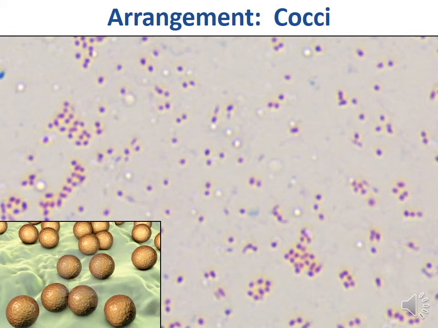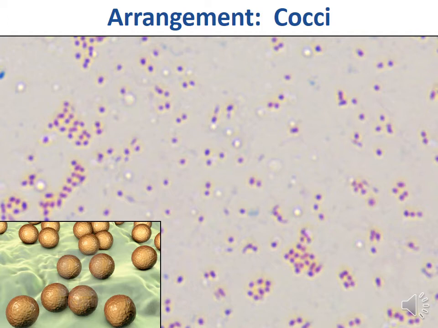So keep in mind, anytime you look at a smear, they're under the microscope here at about 1,000X, which is the highest we can get on our compound light microscopes in the lab. You're going to have to use a little bit of a judgment call to decide which arrangement you're looking at. So always look at the general pattern. What's the majority of the cells that you're looking at?